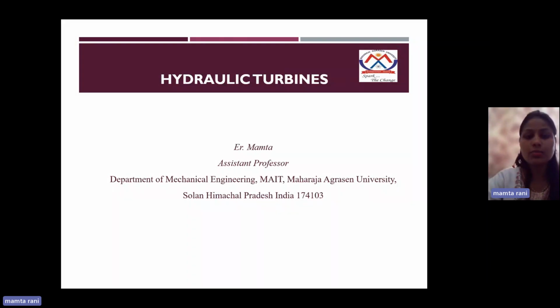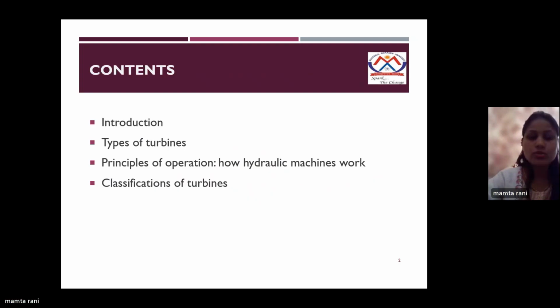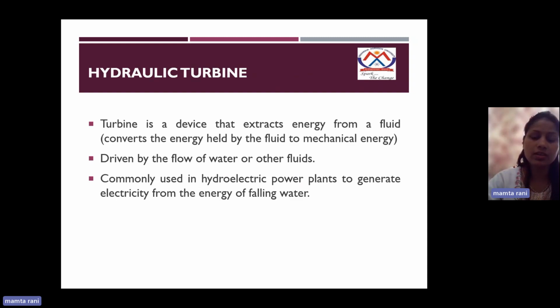Today I will be discussing hydraulic turbines. It is one of the common topics of fluid machines. These are the contents which I'm going to cover in my presentation: the introduction and the types of turbines, then the principle of operation, how a hydraulic machine actually works. Then we will be classifying the turbines, various types of turbines basically.